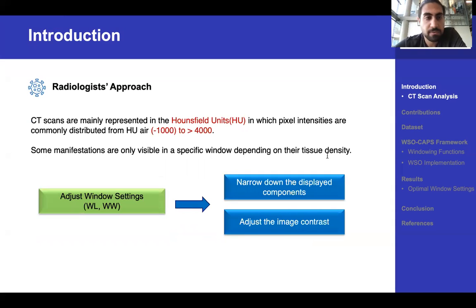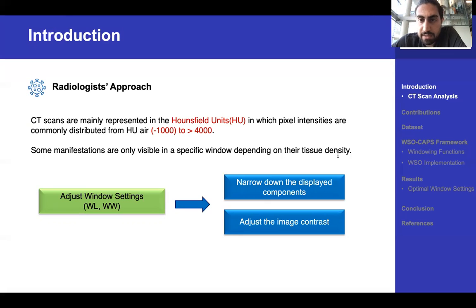Now let's see how expert radiologists deal with this issue when trying to review a low-dose CT scan and identify infection manifestations that sometimes may be difficult to identify in a noisy image. CT scans are mainly represented in the Hounsfield unit, in which pixel intensities are commonly distributed from the HU value of air, which is -1000, to values more than 4000. It's possible to have some values out of this interval, but they're mainly artifacts.